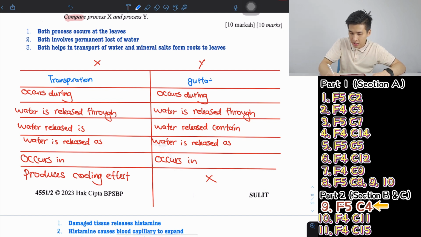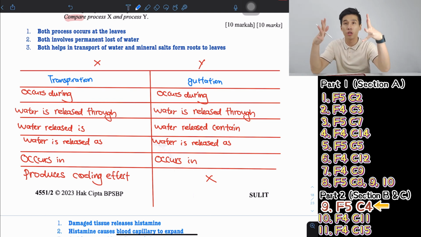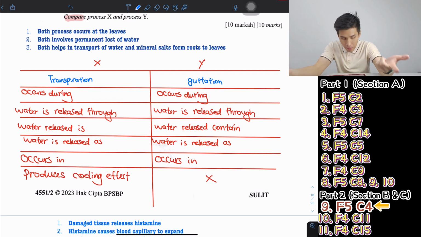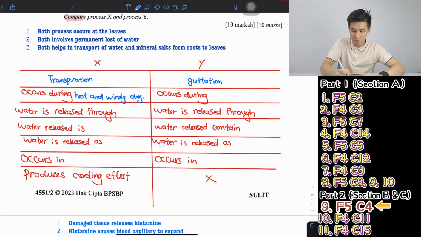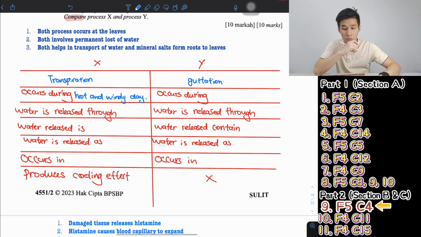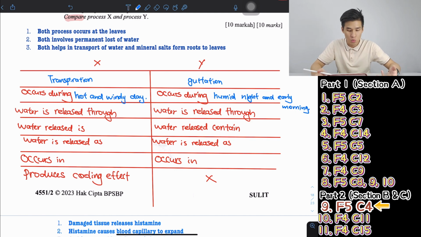Now, transpiration and guttation both occur during different times of the day. You should know very well by now, transpiration occurs when there's sunlight during the day, whereby you can say it occurs during hot and windy days. Don't just say day, because not necessarily is daytime there will be transpiration; if it's not sunny enough, the stoma doesn't open. And guttation occurs during humid night and early morning. You cannot just say morning, must say early morning, as in dawn time before the sun rises, because once there's sunlight, usually the stoma will open and it's transpiration already.